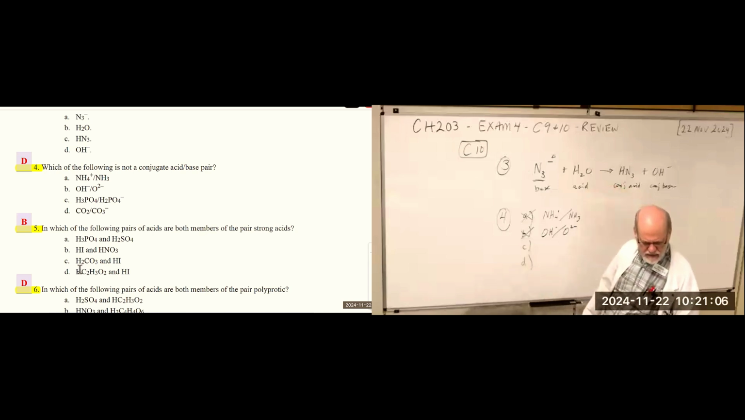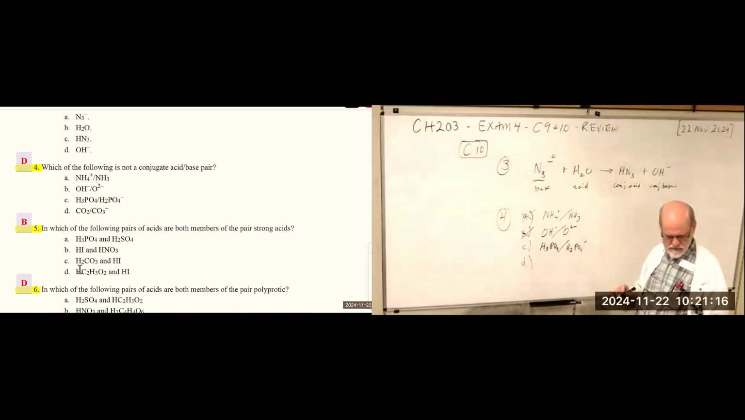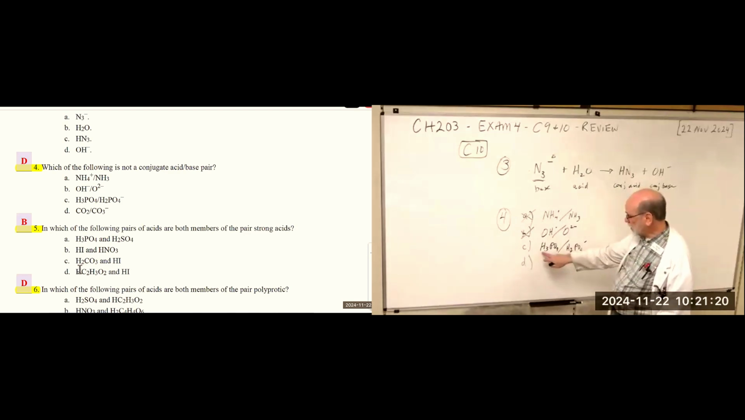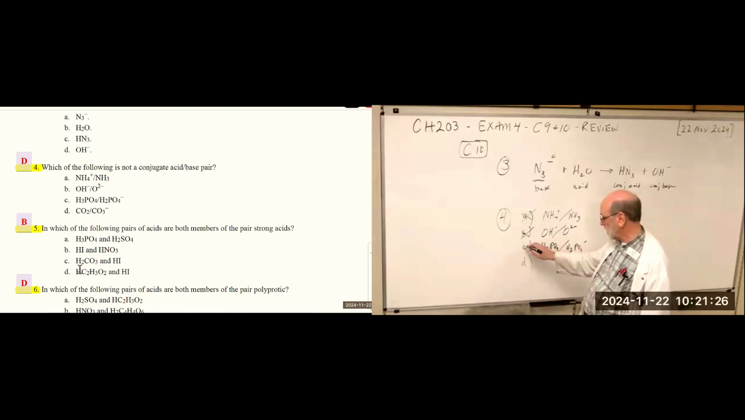How about C? H3PO4 and H2PO4 minus. Yeah, that's an acid-base pair. This proton, the positive, leaves, and an electron stays behind. That's where this charge is. So that one's good also.